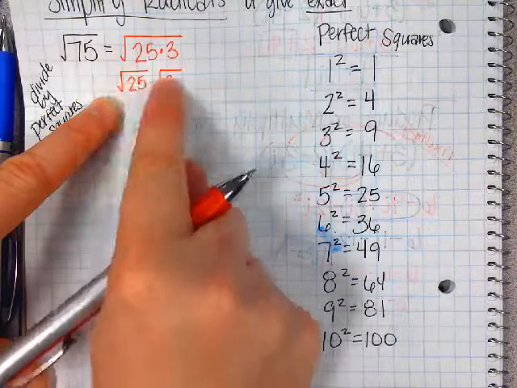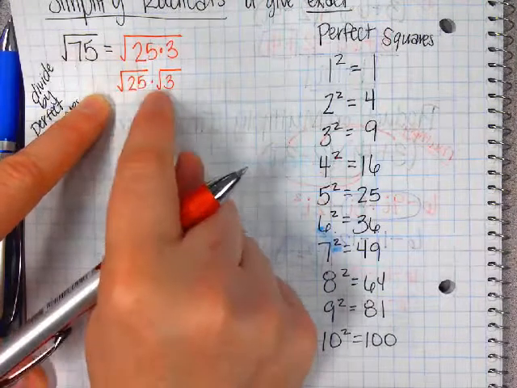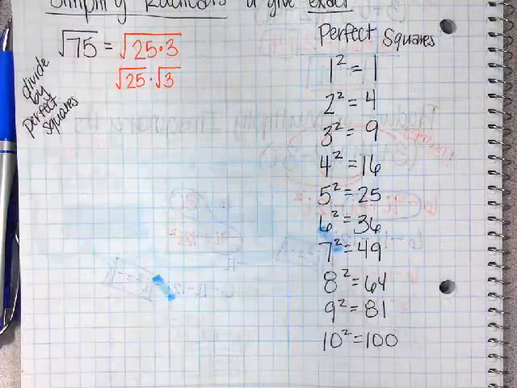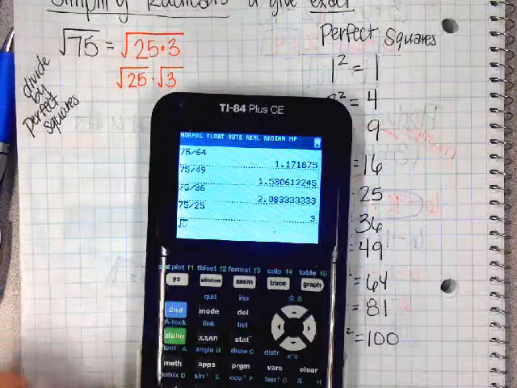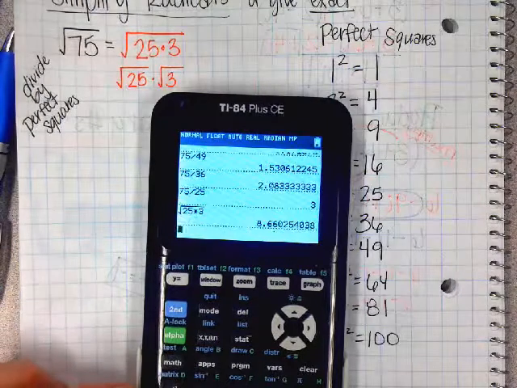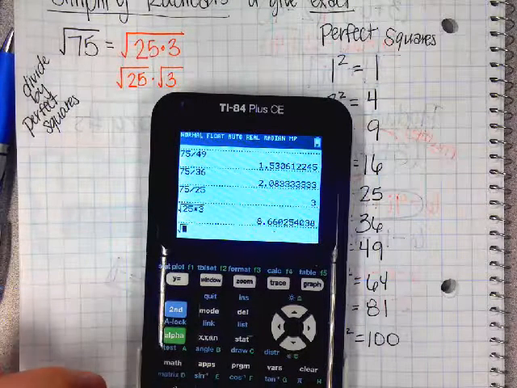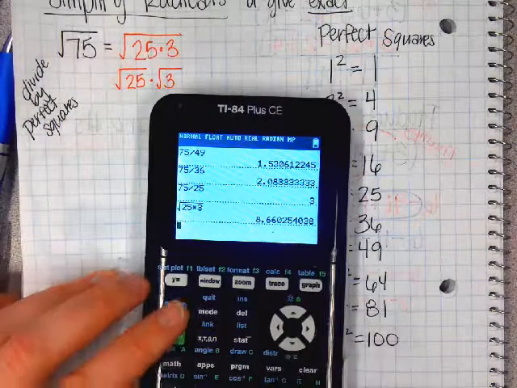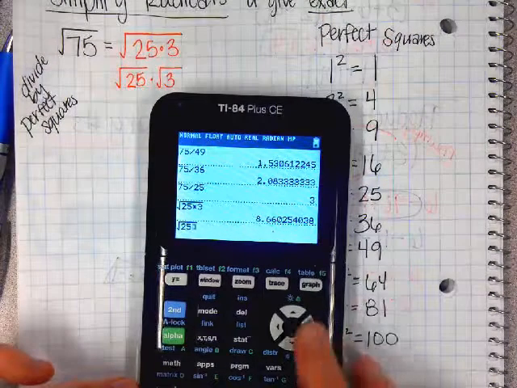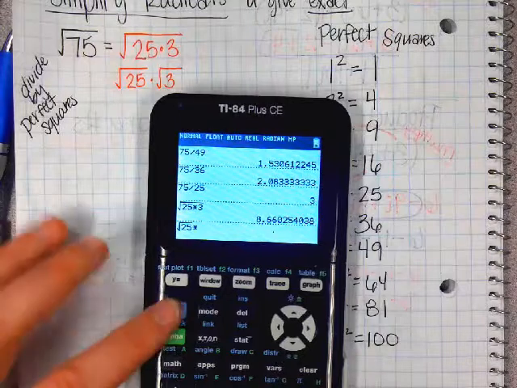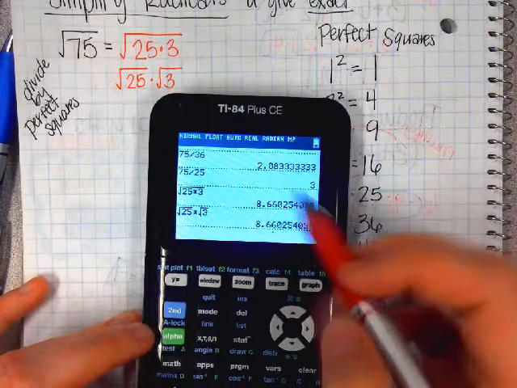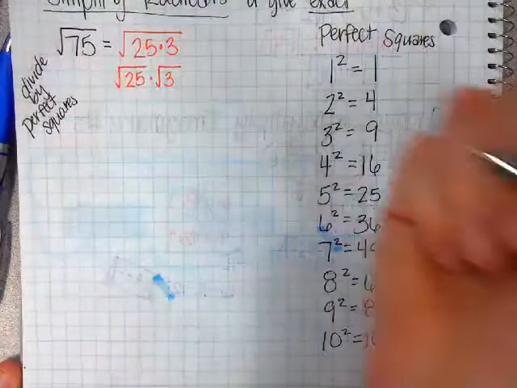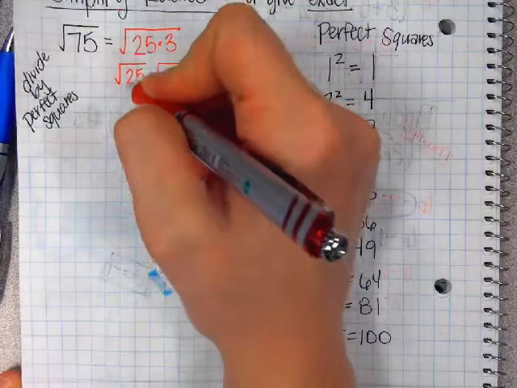Since they're both in a square root, this is one of the rules with square roots, that you can just split it up, because multiplying this is going to give you the same thing. So if I do the square root of 25 times 3, it gives me that decimal, and the square root of 25 times the square root of 3, notice it gives you the same answer. So you're able to do that based on the rules of square roots.